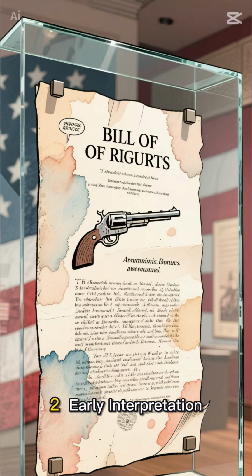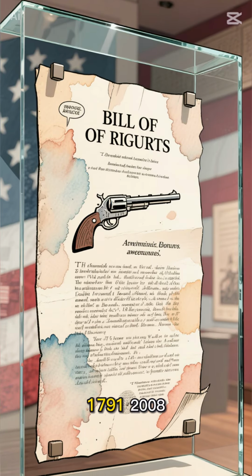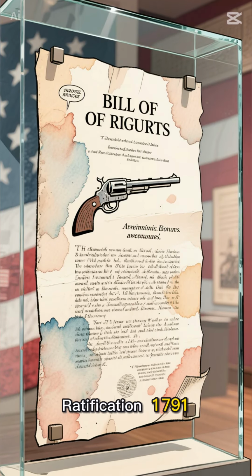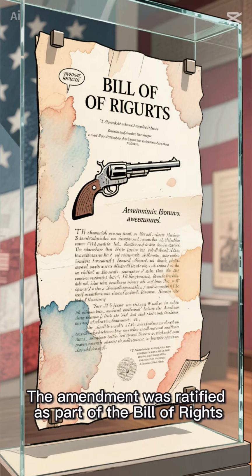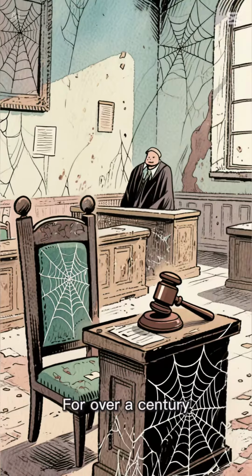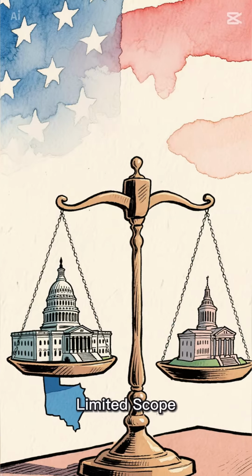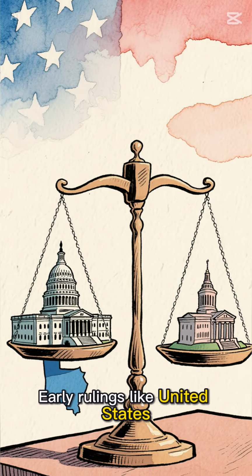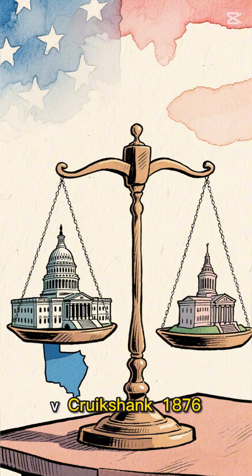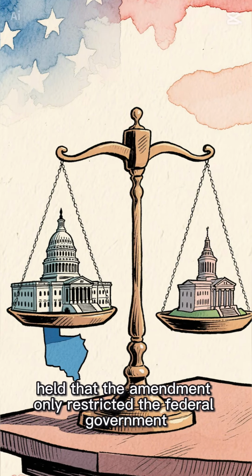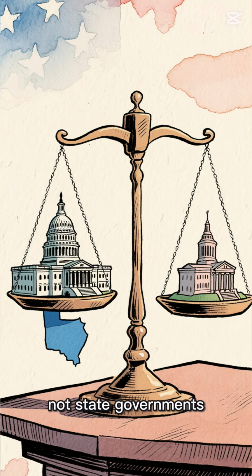2. Early interpretation. 1791 to 2008 ratification. 1791: The amendment was ratified as part of the Bill of Rights. For over a century, it was rarely invoked in federal courts. Limited scope: Early rulings like United States v. Cruikshank (1876) held that the amendment only restricted the federal government, not state governments.